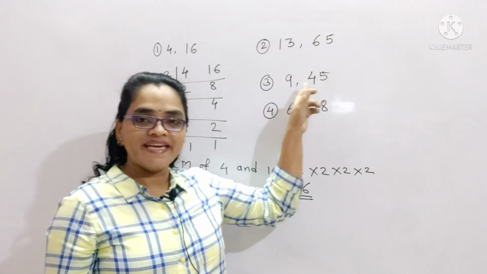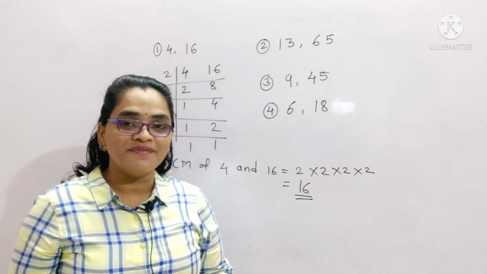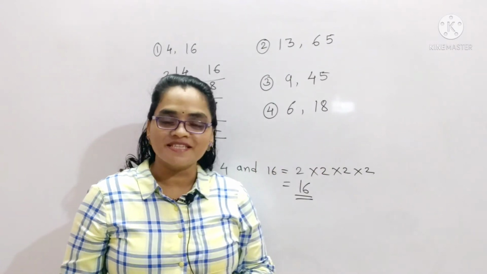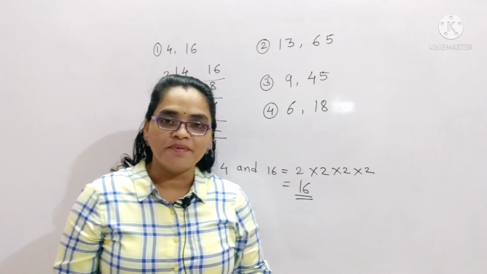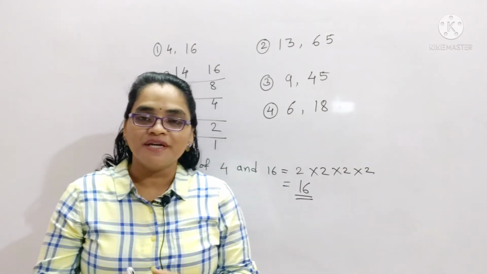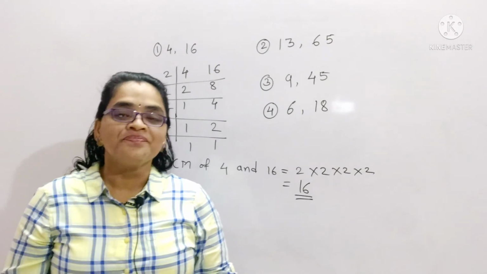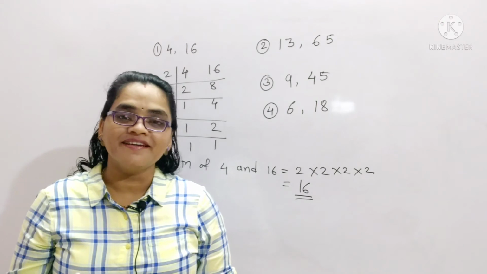Second example, 9 and 45. 9 is a factor of 45, so the LCM is 45. 6 and 18, same. The LCM of 6 and 18 is 18. And this is the third property. When given two numbers, one number is a factor of the other number, then the LCM is that greater number.